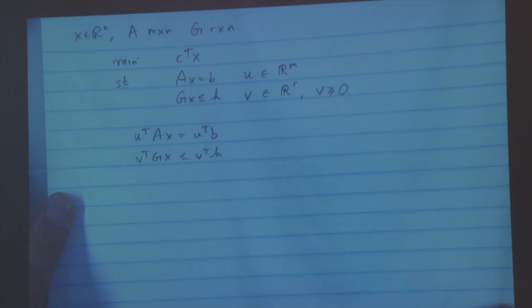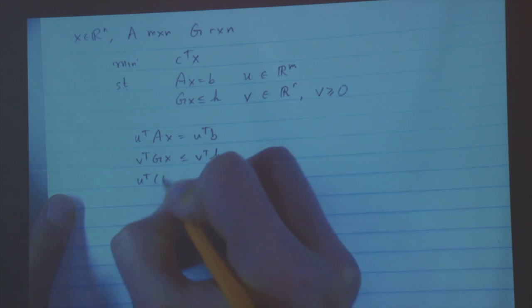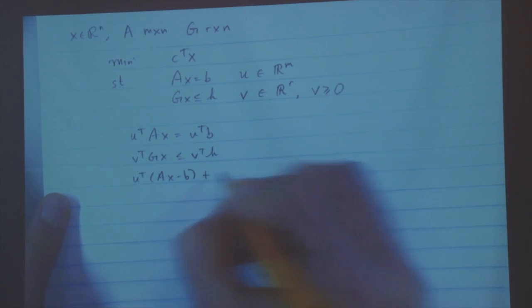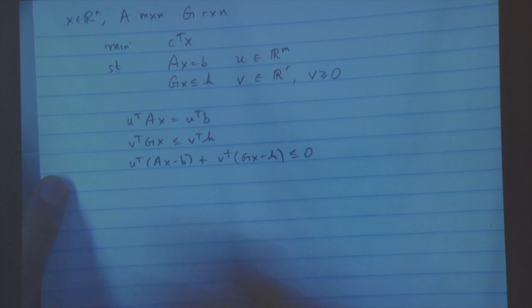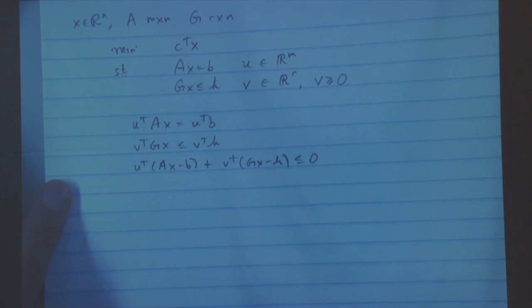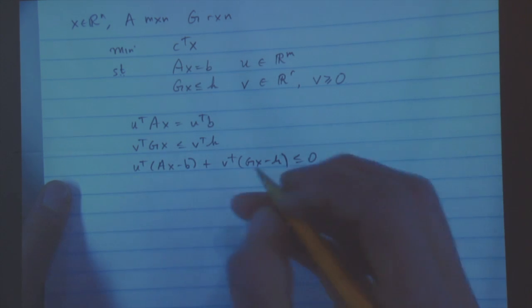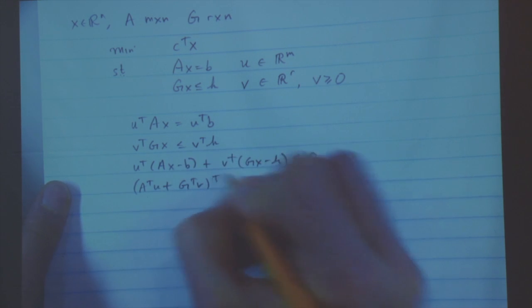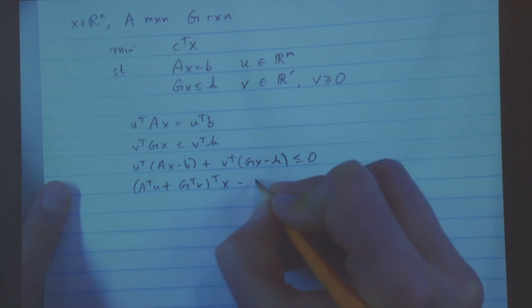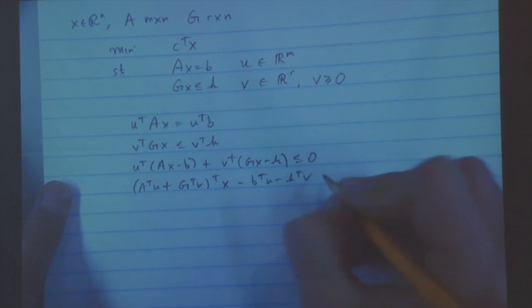And now adding them together, what do I get? I'm going to just rearrange it. I get u transpose (Ax minus b) plus v transpose (Gx minus h) is less than or equal to 0. And I want to make this look like c transpose x is bigger than or equal to something, because I want a lower bound on my criterion value, c transpose x. So let's just pull out everything that multiplies x. That looks like (A transpose u plus G transpose v) transpose x, and what's left over is b transpose u and h transpose v, is less than or equal to 0.